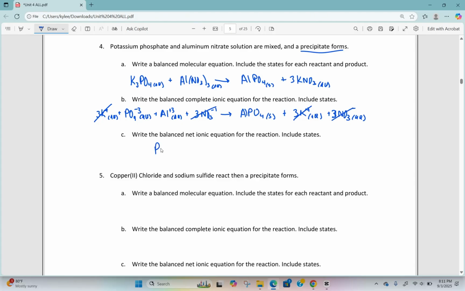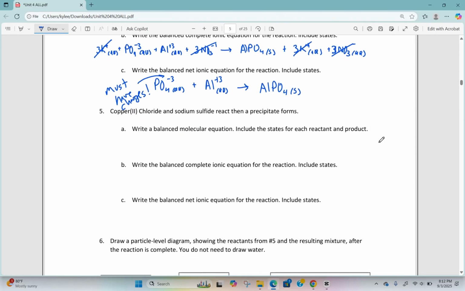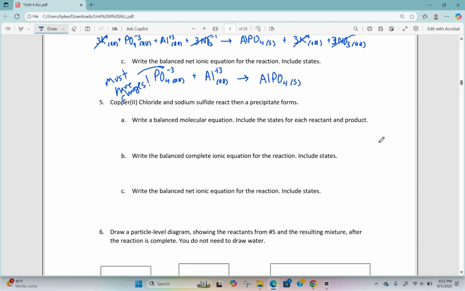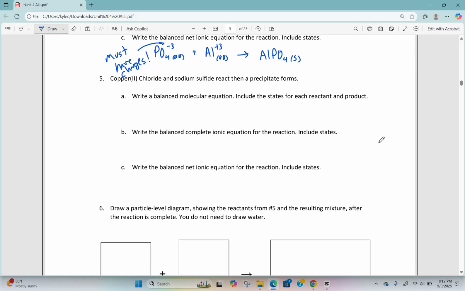So I want to rewrite just the formation of my precipitate. I have phosphate ion combining with aluminum ion. Both of those are in solution, and it's going to form aluminum phosphate, and that's solid. One thing that is super important when you do net ionic equations, it is called net ionic. You have to include the charges. That is a must.